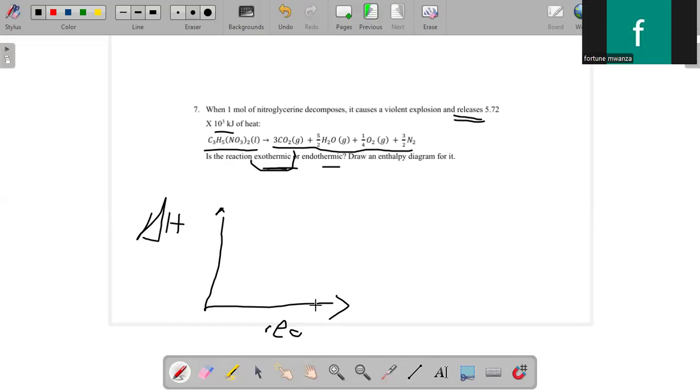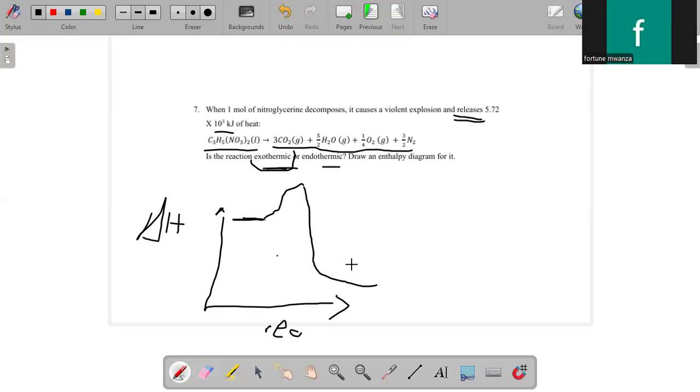In an exothermic reaction, reactants are going to be at a higher energy level compared to the products. So what you are going to have is something like this. You have your reactants here. Then you have this mountain-like shape, which I'll explain later. Then you are going to have your products down there at a very low energy.